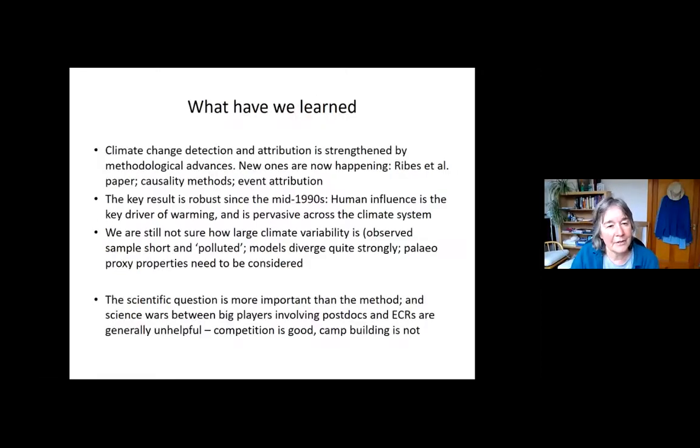And so what have we learned? I think climate change detection and attribution has strengthened by methodological advances. There's a lot more than I have been able to talk about. There are now causality methods coming along and event attribution. Nevertheless, the key result is robust since the mid-1990s. Human influence is the key driver of warming and is now found pervasive across the climate system. Climate variability is flagged as a big uncertainty, and the scientific question is more important than the method, and scientific debates are really important and should be conducted in the peer-reviewed literature. But we should be careful about how we conduct these discussions.